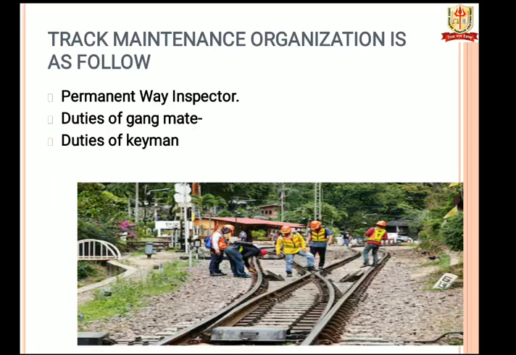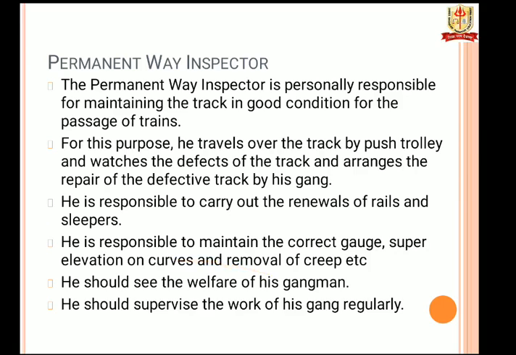Next is track maintenance organization. It covers the permanent way inspector, duties of gangmate and duties of keyman. Permanent way inspector. The permanent way inspector is personally responsible for maintaining the track in good condition for the passage of trains. For this purpose, he travels over the track by push trolley, watches the defects of the track and arranges the repairs of the defective track by his gang.